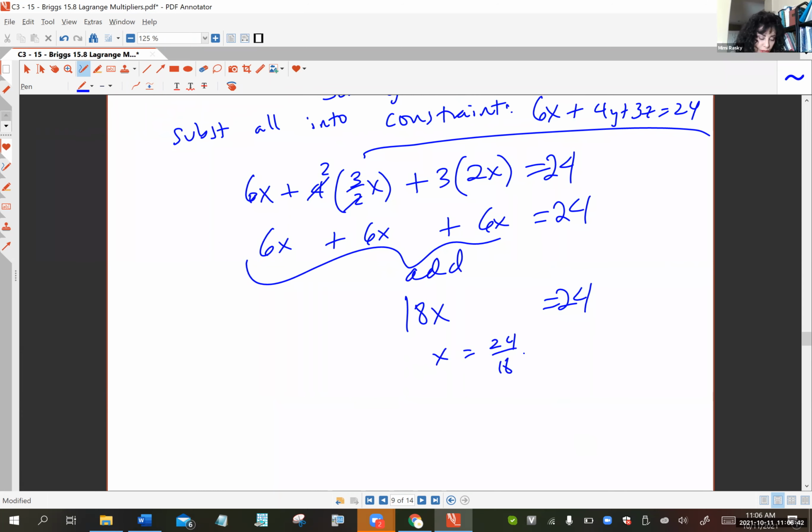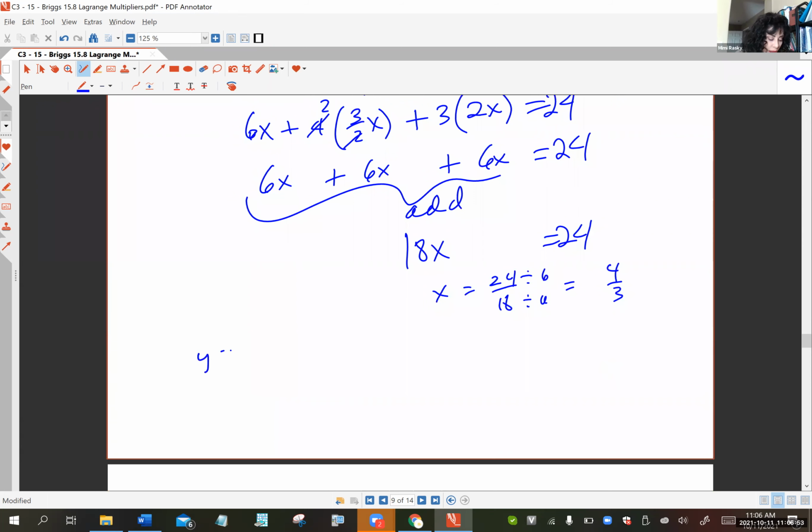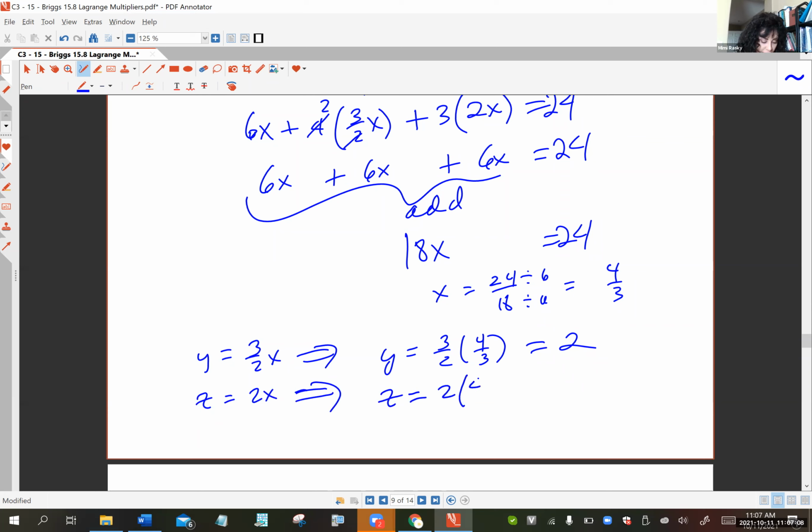Aha! And then reduce, because these are both divisible by 6, right? And I get x is equal to 4/3, which is exactly what we got when we did this whole problem before. And since y is equal to 3/2 x, that means y is 3/2 times 4/3, and then reduce, and this looks like y is going to be a 2. And remember, we got z in terms of x, it was 2x, so z is going to be twice 4/3, which looks like 8/3.